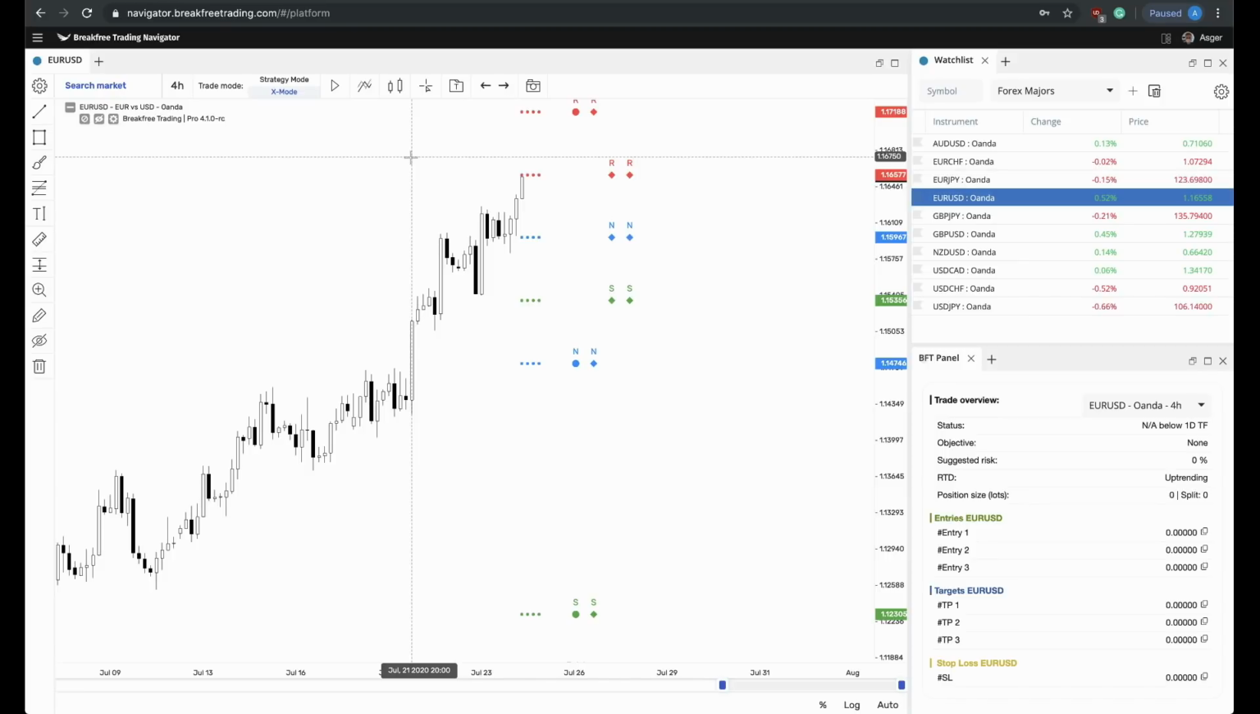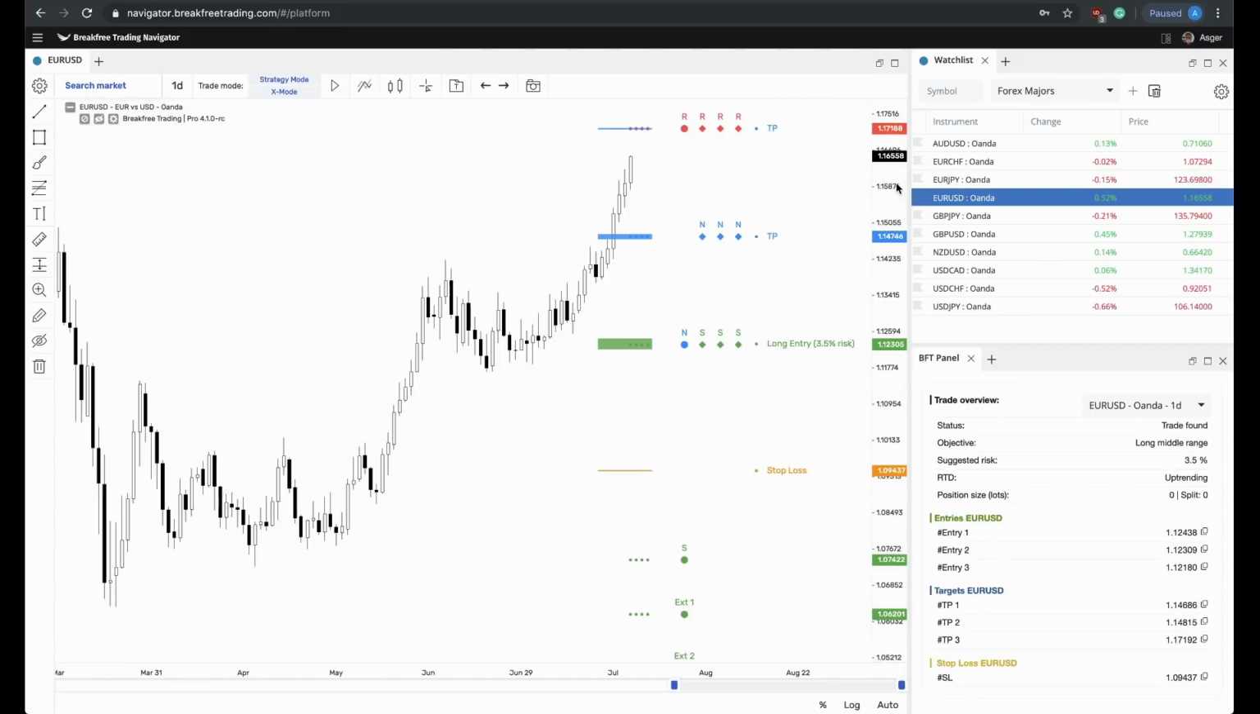So you're going to have to put in some work, and then you will get it for 4 hours, and then you will get it for 1 hour. But currently it's not ready for that. So strategy mode, 1 day only. And then it's just business as usual.